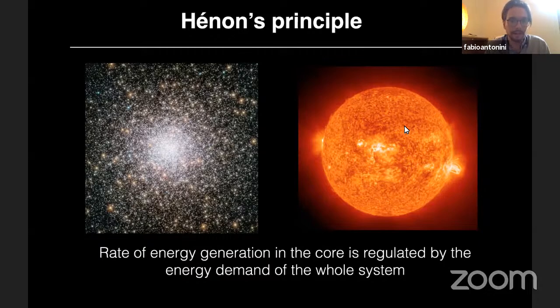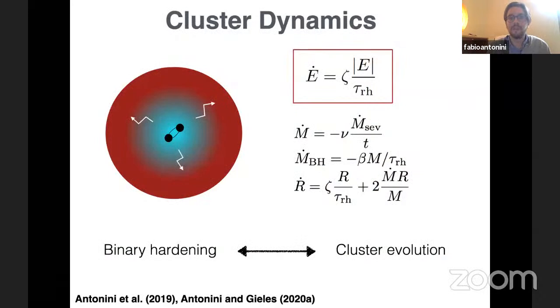While in a star cluster, of course, you don't have radiation, but you have two-body encounters, and so we can say that the energy production rate by binaries, this Ė, is set by the maximum amount of energy that can be transported from the core to the rest of the cluster through two-body encounters. Mathematically, this means that the energy production rate by binaries is proportional to the total energy of the cluster divided by the relaxation time, where the relaxation time is simply the time scale over which random gravitational encounters change the orbits of stars significantly.